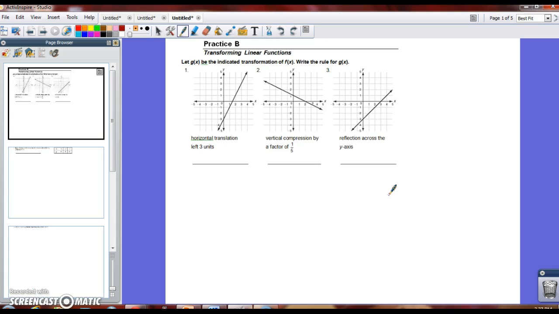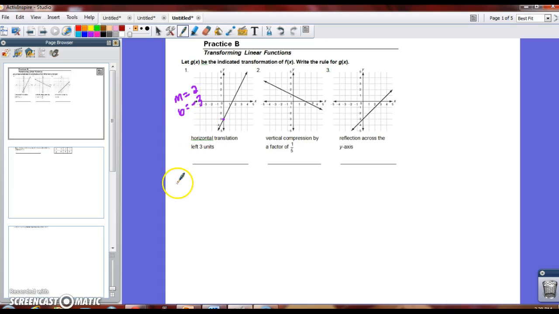So we're given a graph. Before we can actually do the transformation, we have to figure out what the equation is of the graph that they gave us to start with. If we look at this first one, we know that we have a y-intercept of -3, and we also know what the slope is. The slope is, if we go up 2 and over 1, up 2 and over 1, up 2 and over 1. So our slope here is 2, and our y-intercept is -3.